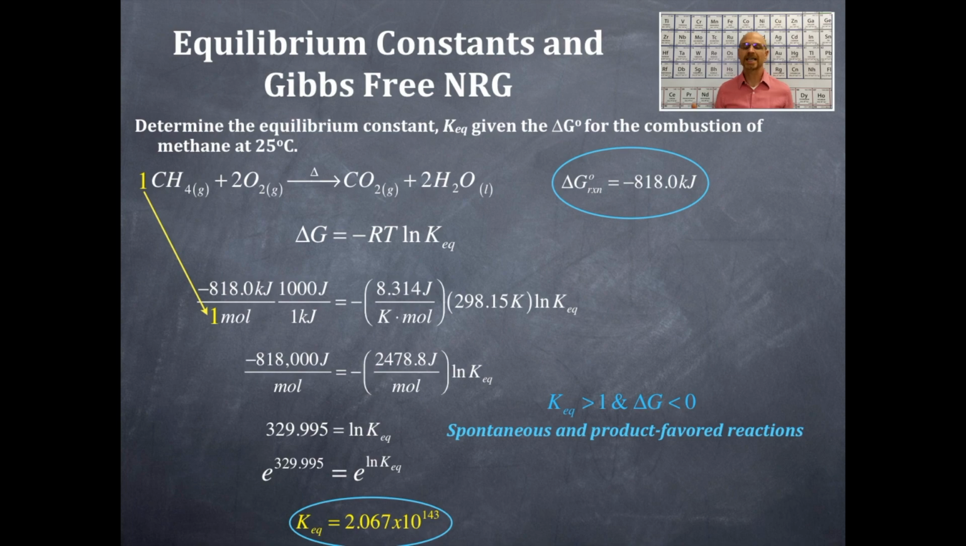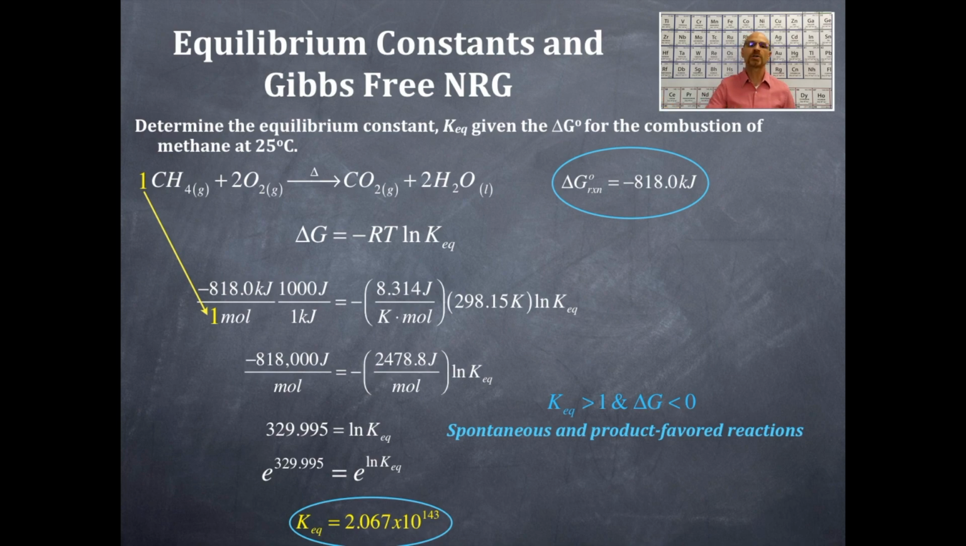We are learning that when the KEQ is greater than 1 and the delta G is less than 0, the two of those coincide together. It's spontaneous and product favored. All spontaneous reactions have a delta G of negative. All spontaneous reactions have a KEQ that's greater than 1. All product-favored reactions have a delta G that's negative. All product-favored reactions have a KEQ that is greater than 1.